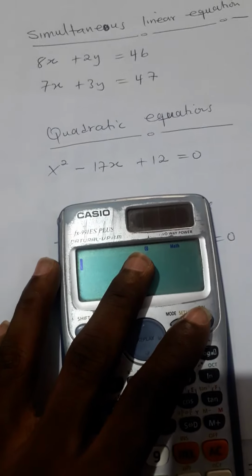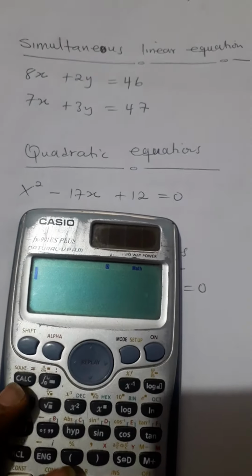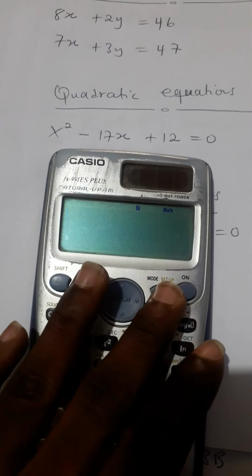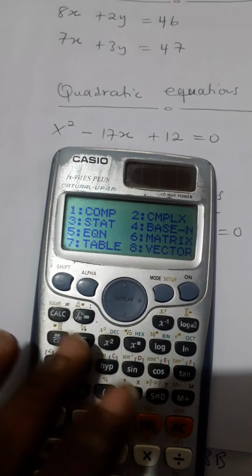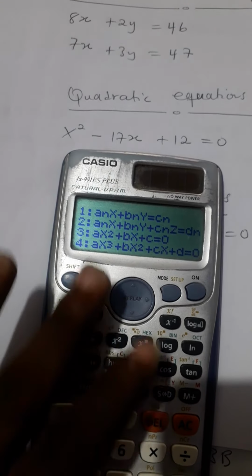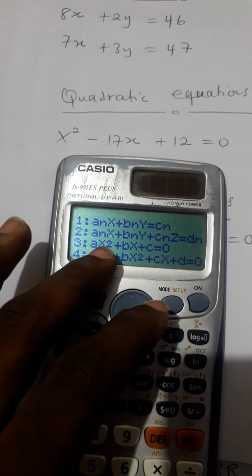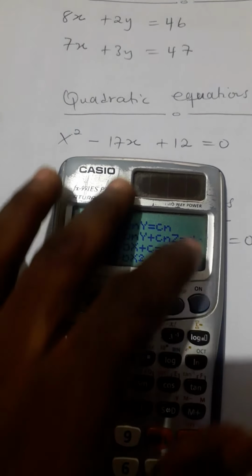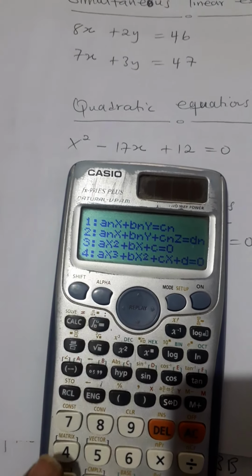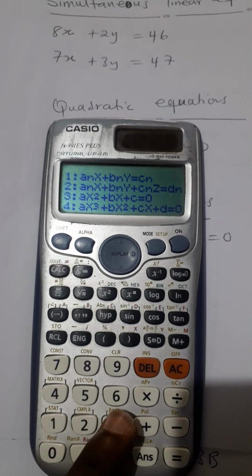When there is a quadratic equation, how do I go about it? I want to solve the quadratic equation here, and like I said, we are dealing with equations for now. So I press mode, still go to equation because it's a quadratic equation. Then look at where the power of x is squared. That's the quadratic equation: ax squared plus bx plus c equals 0. Now the third one is the one with the quadratic equation, so you press 3 on the calculator.